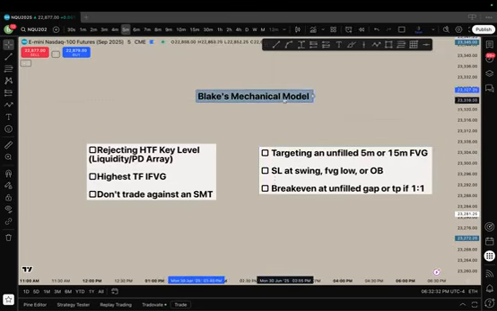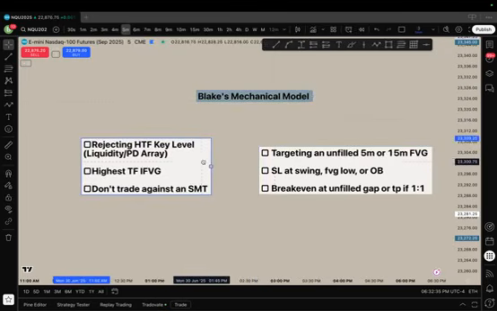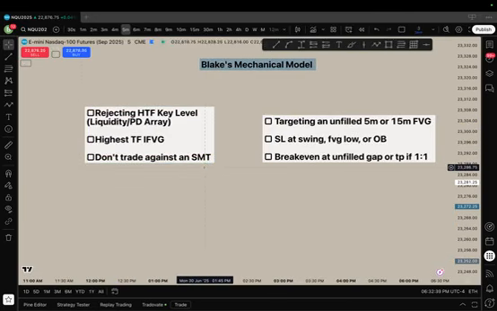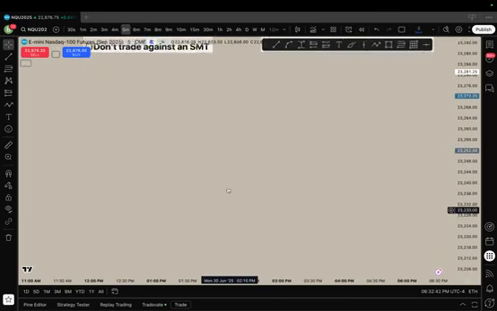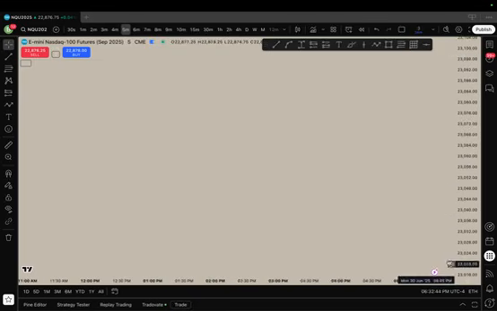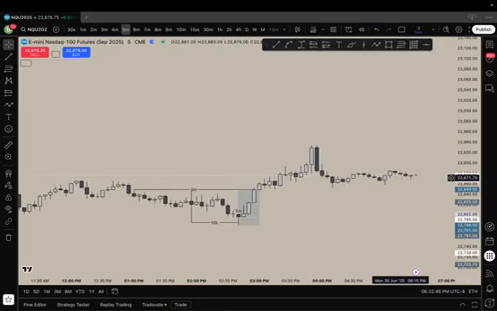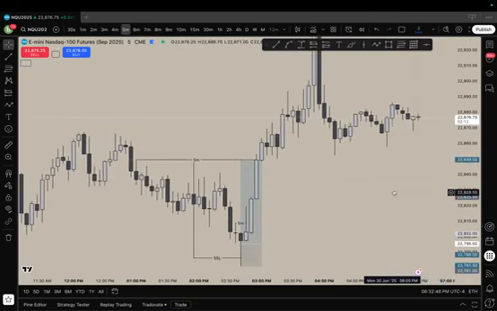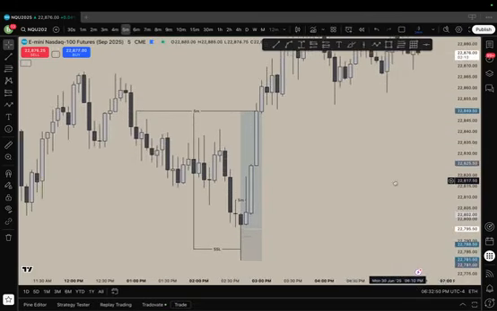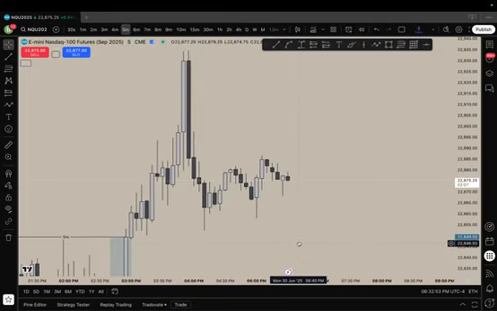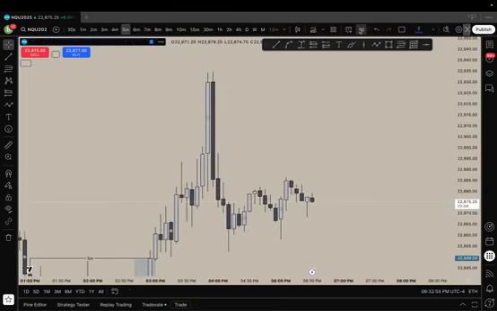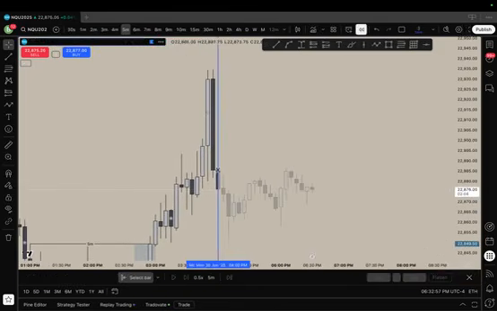Next up, you're going to want to focus on your highest time frame inversion. Inversion fair value gaps are something that we teach every single day, so hopefully you already know how we trade them. But how it works is you look at the highest time frame in the leg. What this means is, let's look at this leg right here.